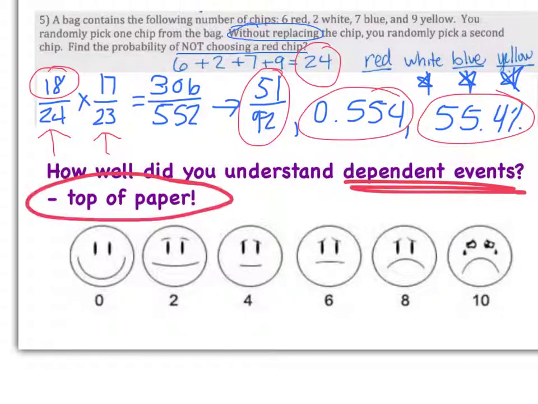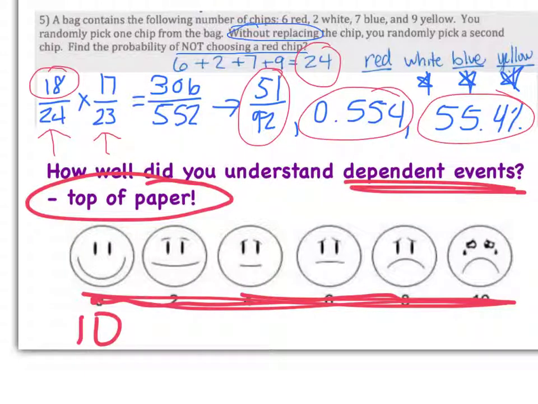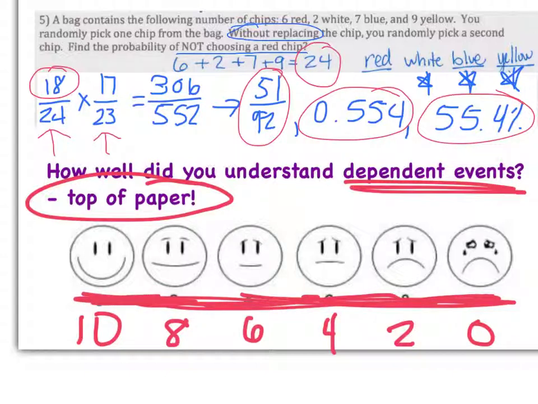Alrighty, let's go ahead and see how well we understand dependent events. So on the top of your paper right now, and I'm going to scratch these out, I'm going to change it. I'm going to have 10 being awesome. I know exactly what's going on. 8 be meh. 6, 4, 2, and then the last is 0. So give me 0 if you are super confused, you have no idea what's going on. 10 if you are super awesome, you got all of them right, or you got them all wrong, but you know where you went wrong, and you now understand everything. So just go ahead and write that on the top right now.